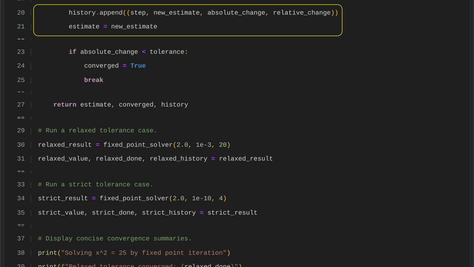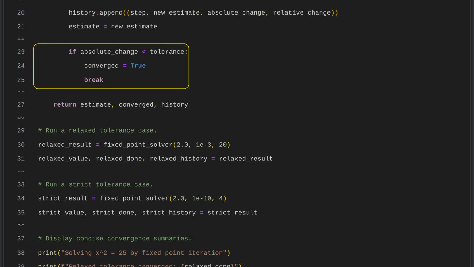The code records each iteration by saving the step number, updated estimate, absolute change, and relative change for later analysis. It then replaces the current estimate with the new one, allowing the iterative process to keep refining the solution.